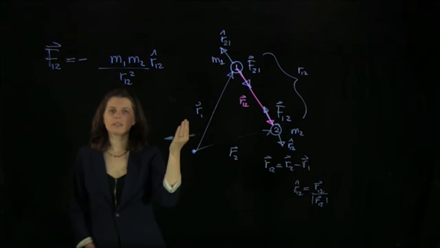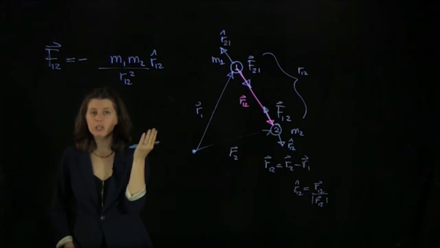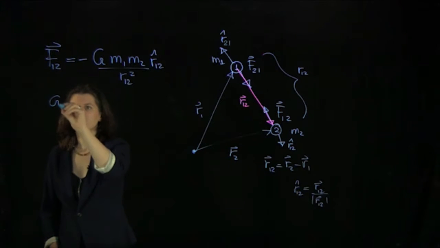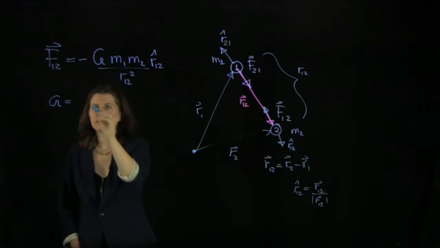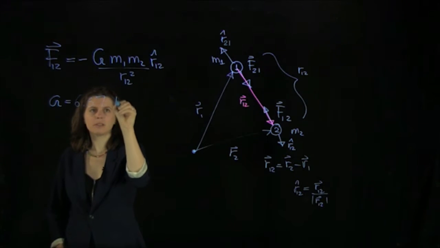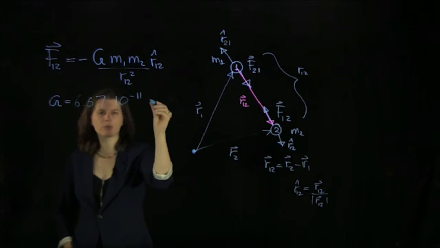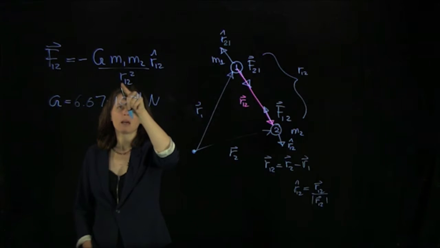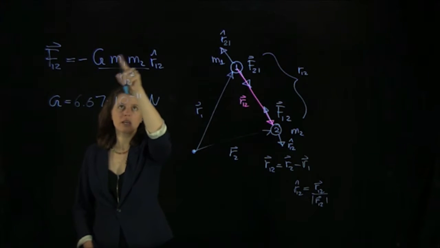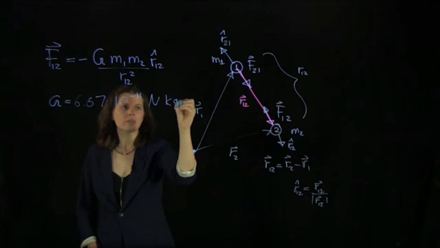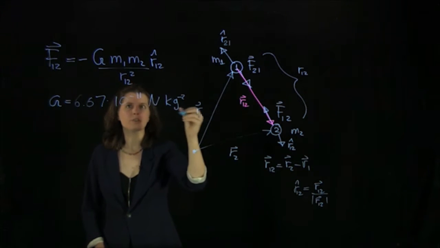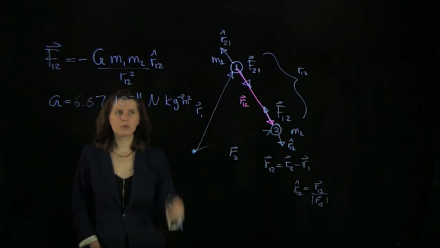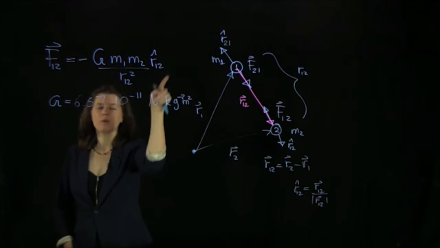And as is the case with most of these laws, there's a proportionality constant, and Newton called this capital G. And G, as we know today from experiment, is 6.67 times 10 to the minus 11. And then in terms of units, we have Newton, force goes in Newton, we have mass, this is kilogram squared, and we have meter squared. So those are the units, and if you plug those in, then the units of the whole equation will work out.